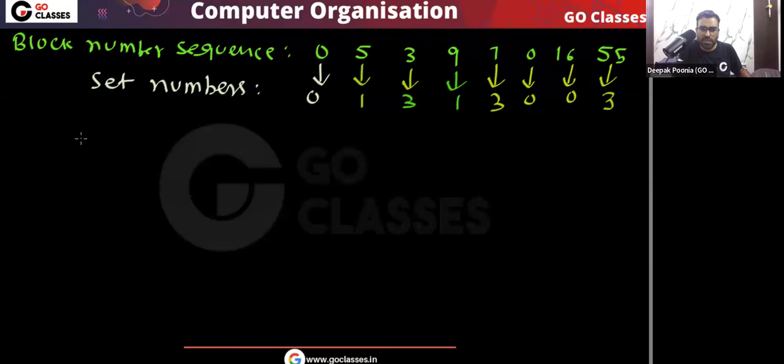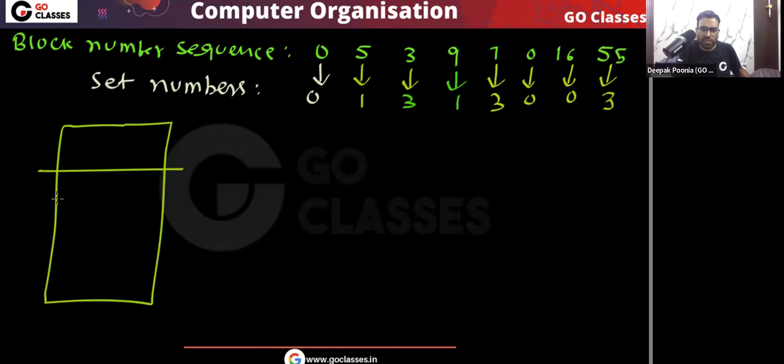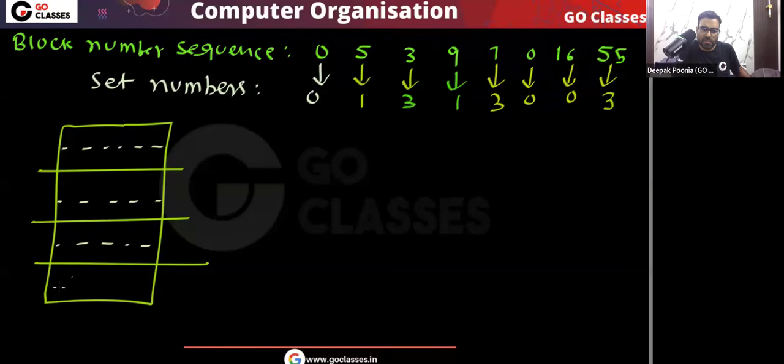Now let's see. This is our cache memory. This is a 2-way set associative cache, so let me make 4 sets. In every set there are 2 lines. These are set 0, set 1, set 2, set 3. Now you can see, initially, first we are accessing block number 0. It will go to set number 0. So I can put this block number 0 here.